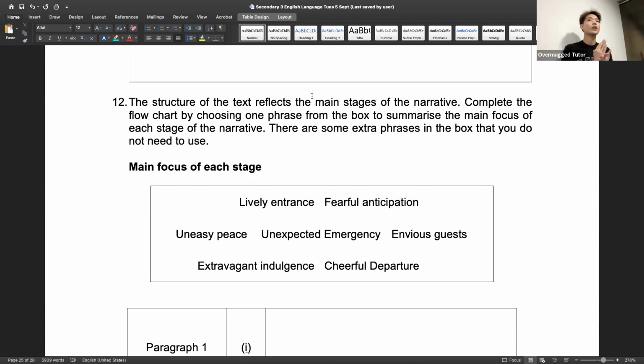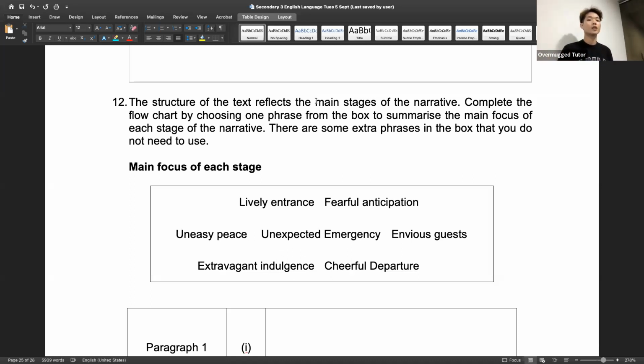So question 12, you cannot screw it up when you do your exam. You can only get 3 marks or 4 marks, because if you get anything less, you're not going to do well already, unless the rest of the parts you do very well. But of course, if you don't do well for this, most probably you also won't do well for the other parts, because it shows that you don't understand what is going on in the passage.